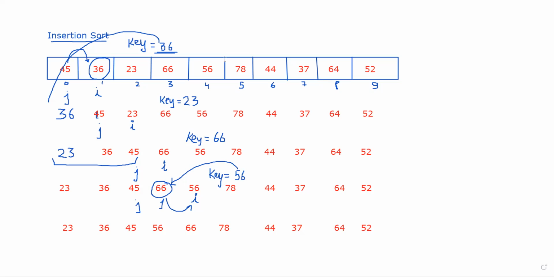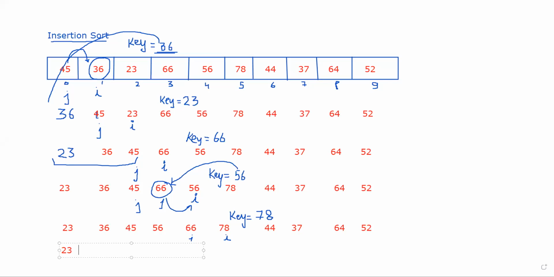I'll explain two more steps so that you will understand. See, next time I will be at 78, and my key value will also be 78. In this particular case, my j is at this particular place. If you see over here, there will be no change, because 66 is already smaller than 78. So there will be no change, and you will get the same list in this case.